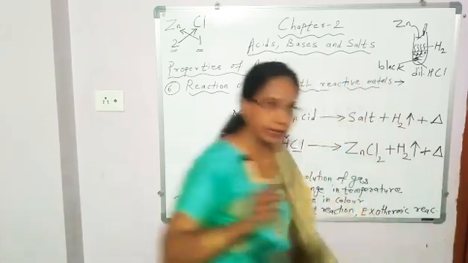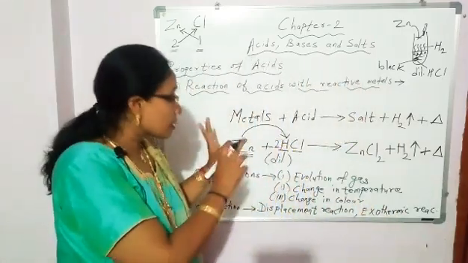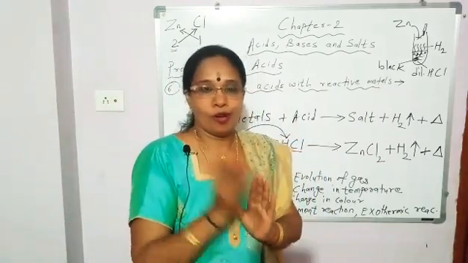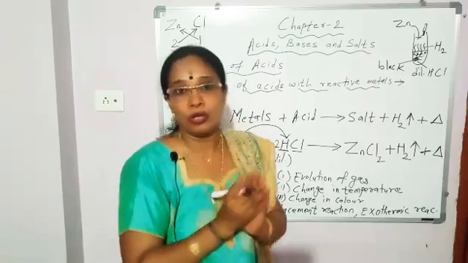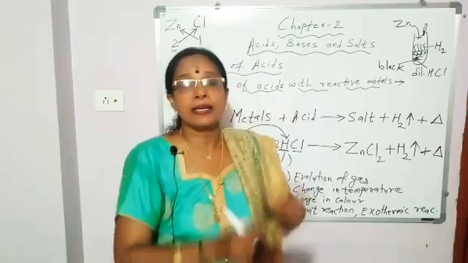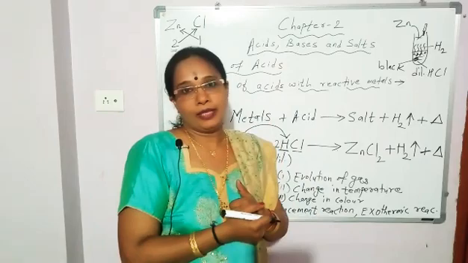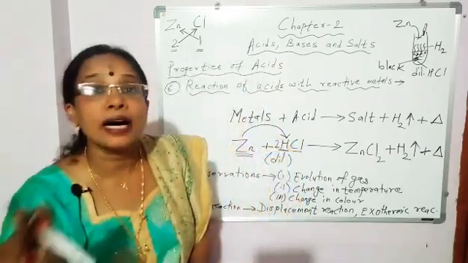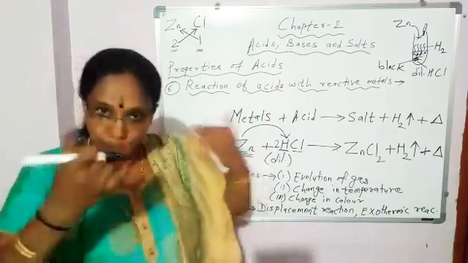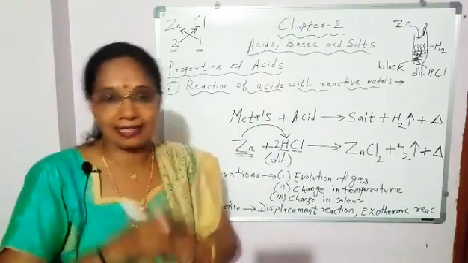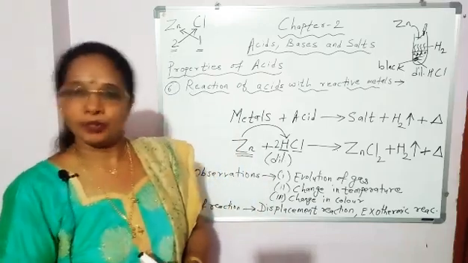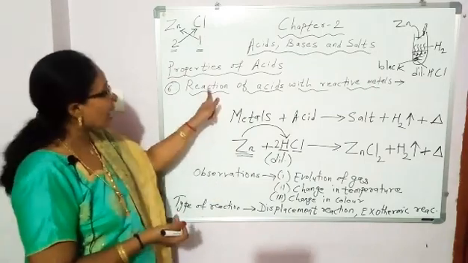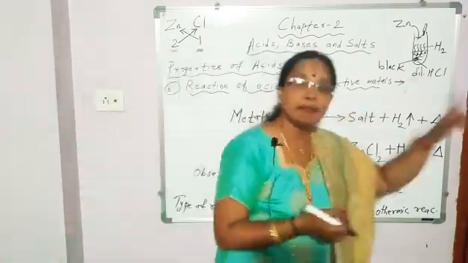Okay. And suppose a reaction takes place and the reaction mixture becomes cold, or if you touch the test tube and it becomes cold, it means there is a fall in temperature, heat is absorbed. And when heat is absorbed, what type of reaction is that? Endothermic reaction. Endo means absorb, thermic means heat. Heat is absorbed.